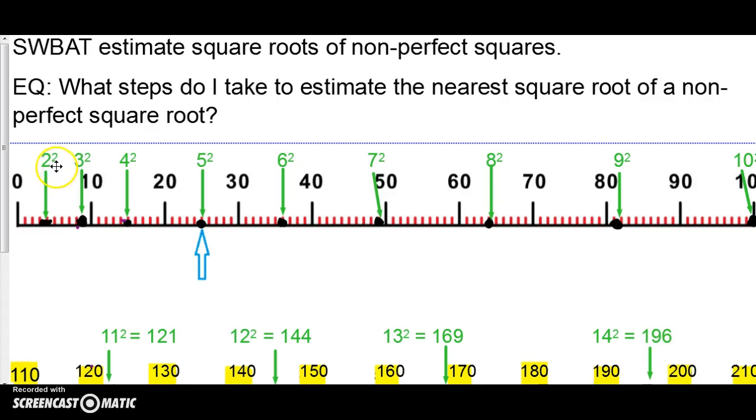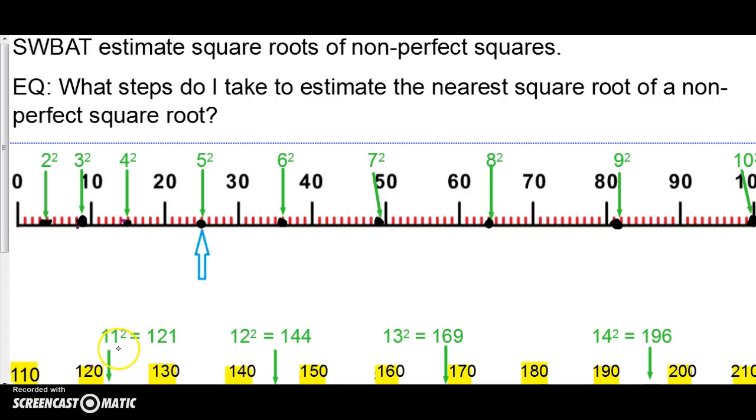So here I've made the number line, and 2 squared is 4, 3 squared is 9, 4 squared is 16, 5 squared is 25, 6 squared is 36, 7 squared is 49, 8 squared is 64, 9 squared is 81. Notice how as the base gets larger, because you're multiplying it times itself, the perfect squares are more spread out. And then 10 squared is 100.